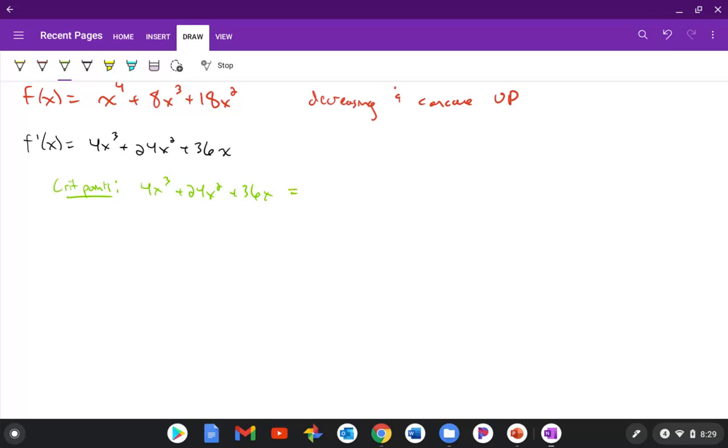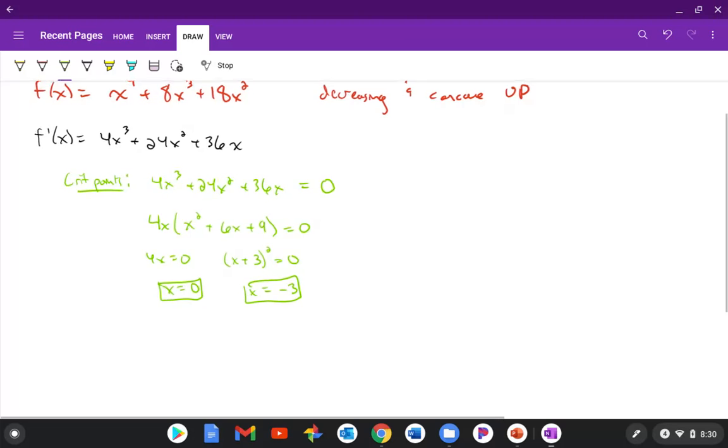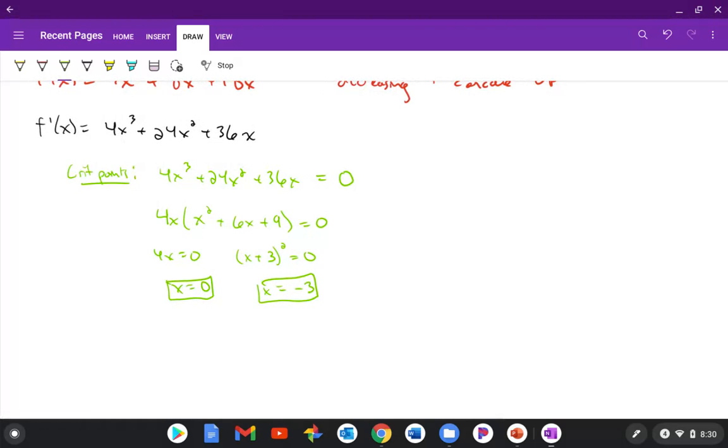So with this, it's a trinomial, so let's see if we can pull out a greatest common factor. We can pull out a 4 and an x. Then we're left with x squared plus 6x plus 9. So 4x equal to 0. This will be factored into x plus 3 quantity squared, x plus 3 times x plus 3. So then we get x equals 0 and x equals -3. So those are my two critical points. Again, this is where the function changes from increasing to decreasing possibilities.